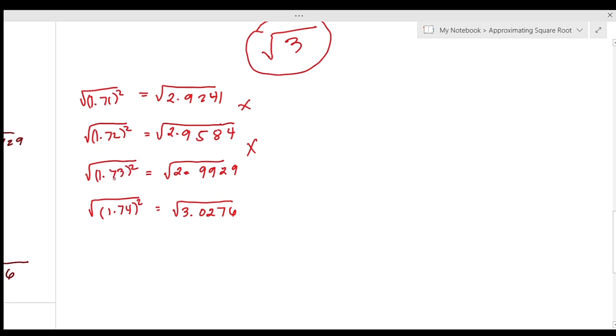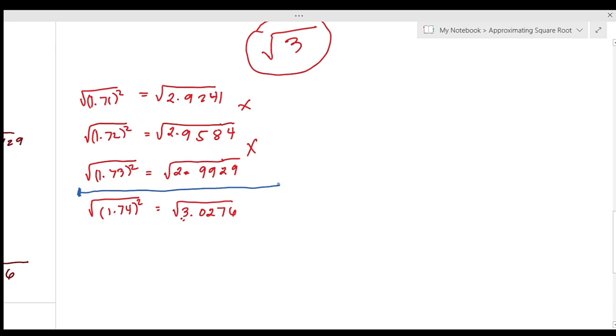We have 1.73 multiplied by itself, and the result is 2.9929. And also, multiplying 1.74 by itself, we have the result of 3.0276. As you can see, we now have a 3 here. So, meaning to say, in this part, in the middle of 1.73 and 1.74, squaring those numbers, the result is here, in the middle.